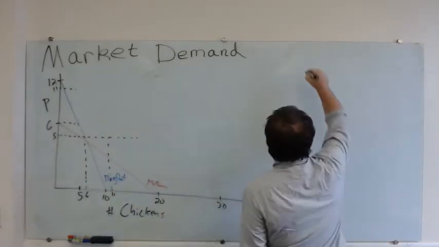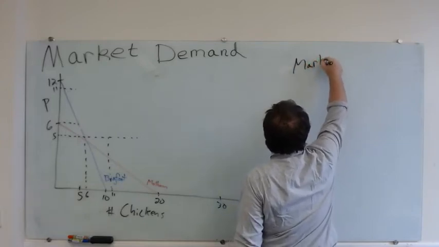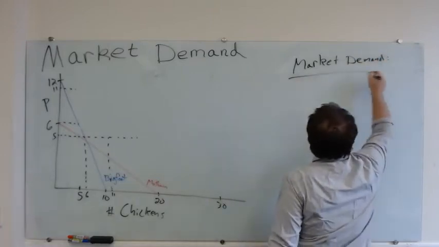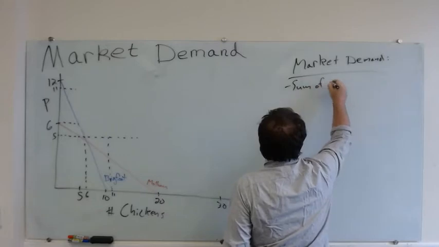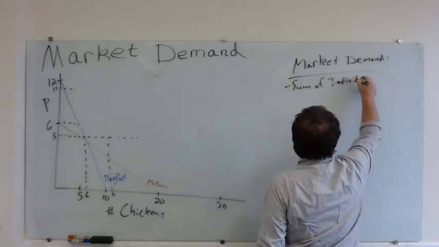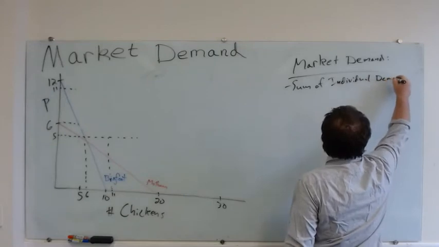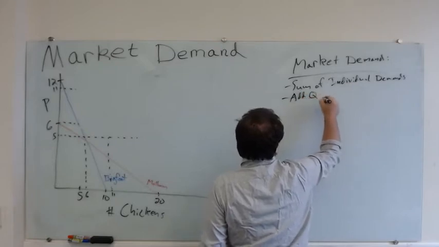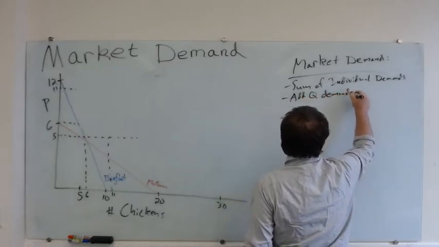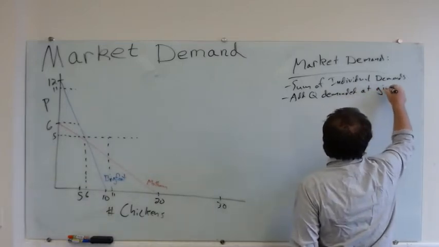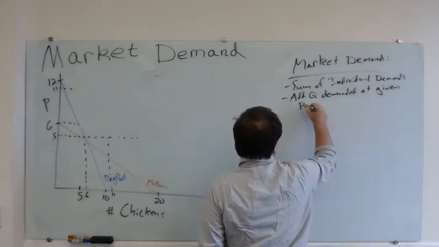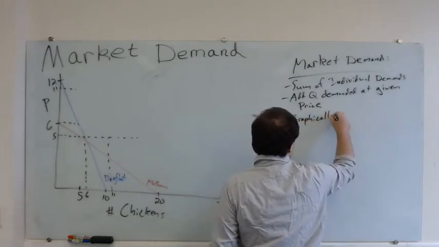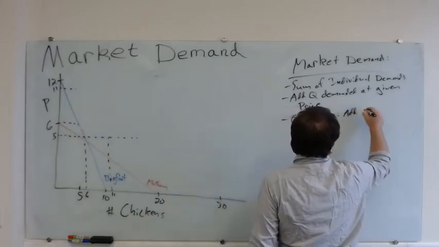So the basic rule for market demand is the sum of individual demands. We're going to add quantity demanded at a given price, which graphically means we're going to add horizontally.